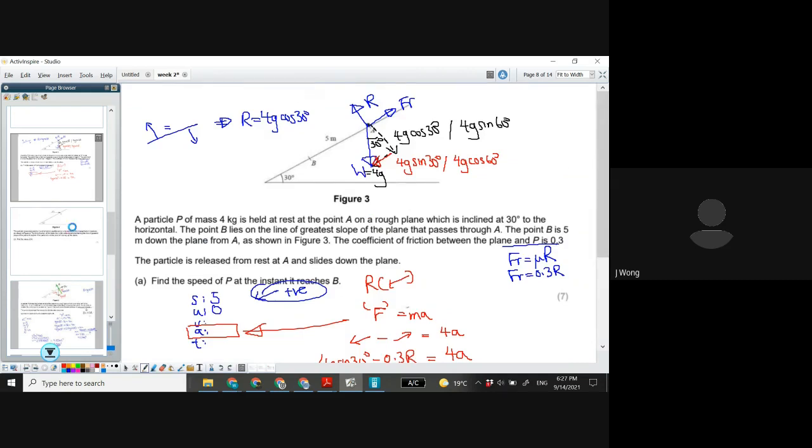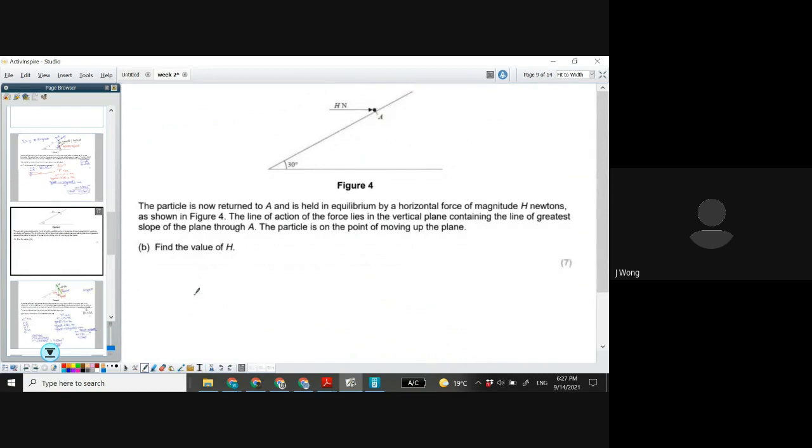Now in part B, we have introduced a horizontal force to the system which caused the particle to rest at A, and it is on the point of sliding up. So it's not moving, but if you gently add a little more value to H, then it will probably move up the plane. Now it's in equilibrium, which means all the forces should balance. Let's update our force diagram. The reaction is there, the weight is still pointing downwards, and because it's on the point of sliding upwards, friction should be pointing downwards this time.